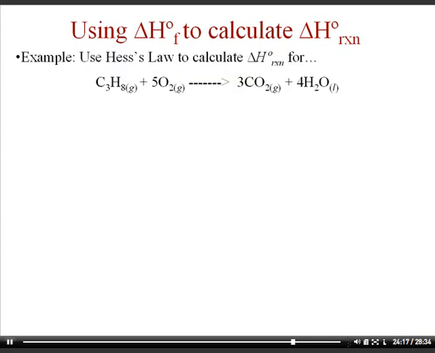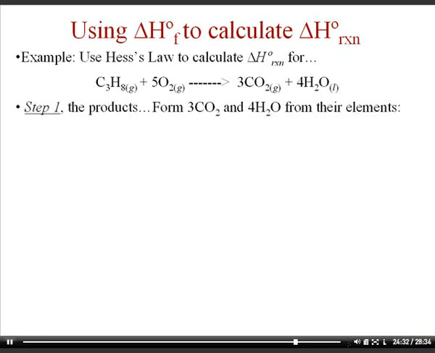So we're going to use Hess's law to calculate the delta H naught of the reaction. That means the standard enthalpy of this reaction. We're going to take propane, which is C3H8, burn it, and we're going to produce carbon dioxide gas and liquid water. So we're going to form each of these substances from their pure elements.